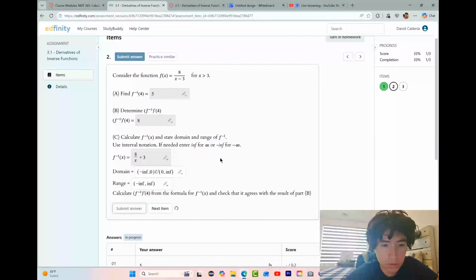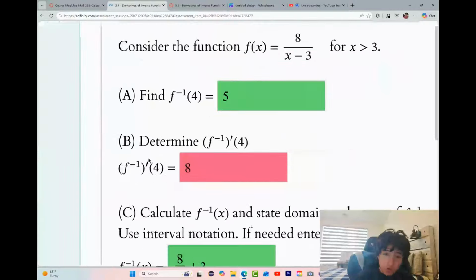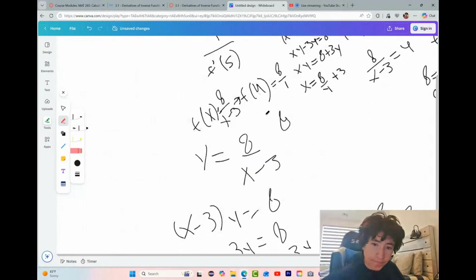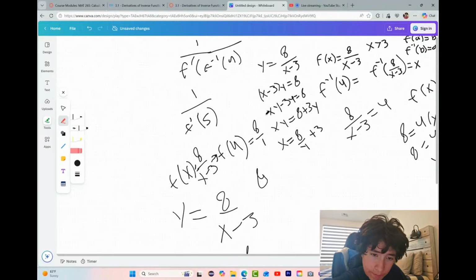Oh, well, this is wrong as well, dude. Where, so 4. 4 minus 3 is 1. 8 over 1. Yeah.